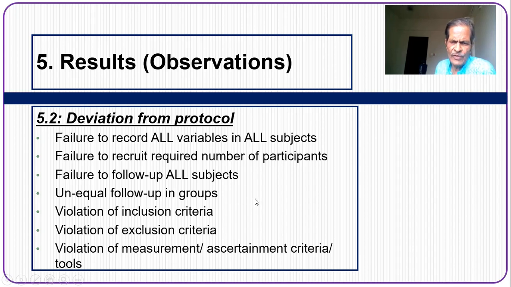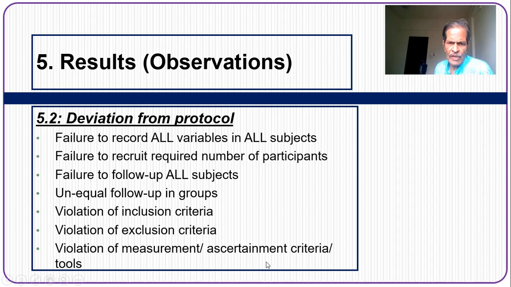There may be violation of inclusion criteria. The authors may say in the material and methods that they have included individuals only in 15 to 45 years of age. But when you find out, you see that there is an individual who is 13 years old in the study population. So there is a violation of the inclusion criteria, because in the material and methods you say 15 to 45 years is the inclusion criteria. Then how does an individual aged 13 years come to be in your observation? So a violation of the inclusion or exclusion criteria may be there.